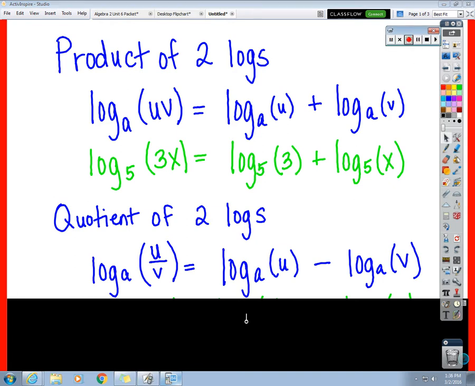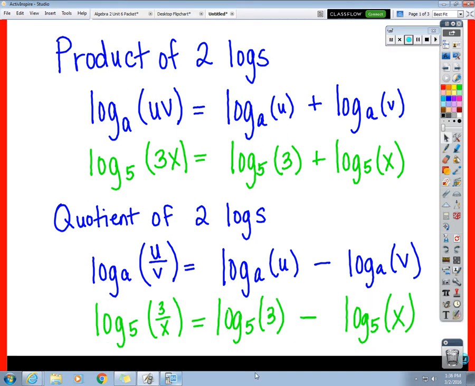Here's an example. Log base 5 of 3 divided by x. Since you have a 3 divided by x, you write it twice. The 3 goes with the first one because it's the numerator. The x goes with the second one, and then it's division. So when you expand it, you write it as subtraction.